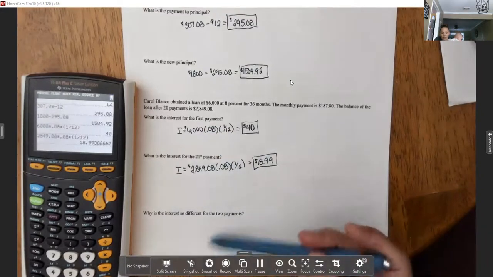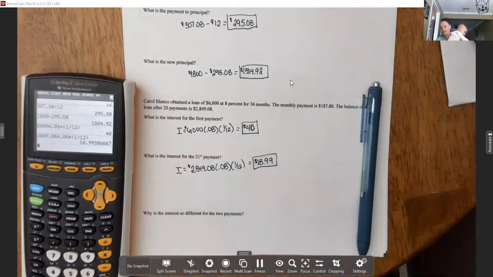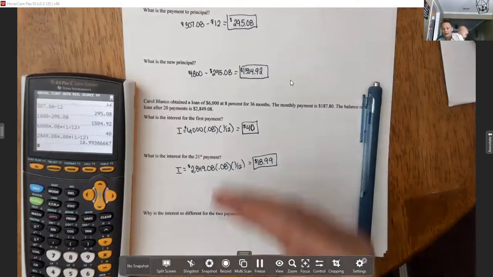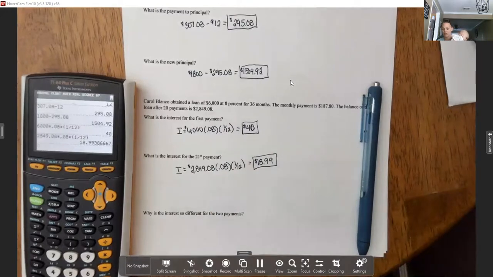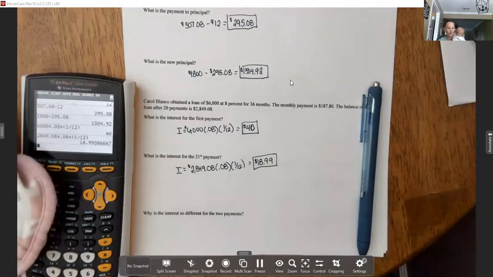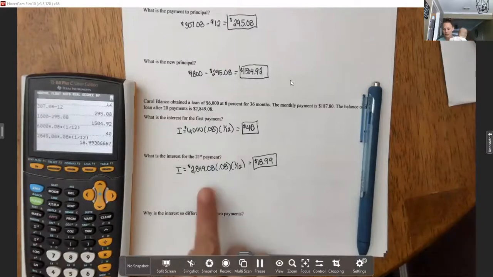So because the principal went down, it's hard for me to write right now, and I don't want to write out a whole sentence. That's your answer to the last one. So the interest is so different because the principal went down. Every time the principal goes down, the interest that you pay for that payment goes down. Does that make sense? Because again, your principal, the amount you owe, goes down.